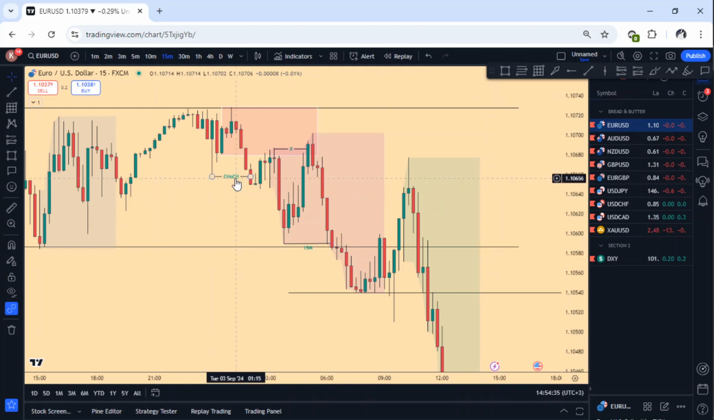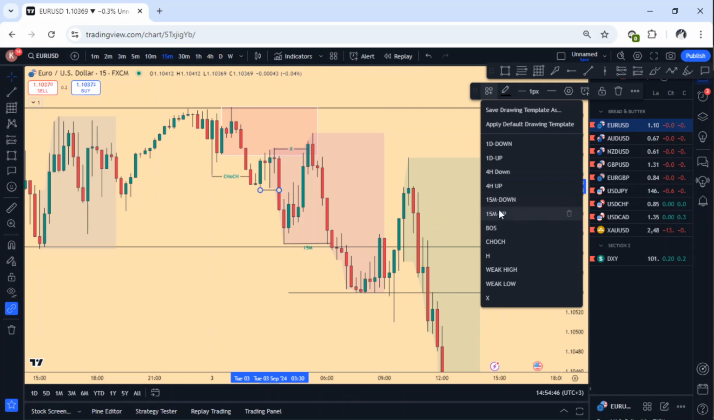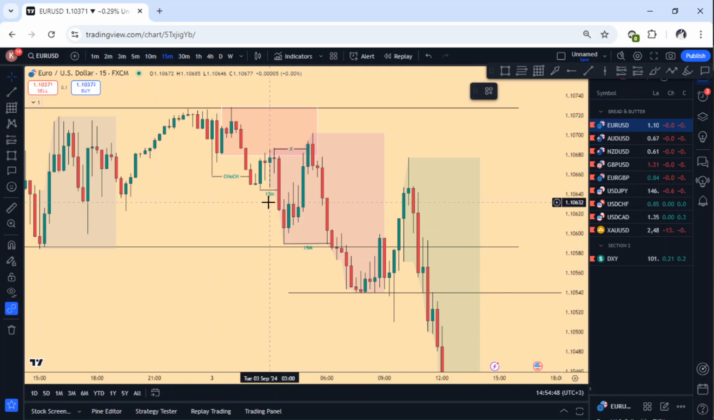As you can see, this was confirmed change of character when this break of structure occurred. It's 15 minutes break of structure. That is order flow. 15 minutes order flow shifted. This was now confirmed. This could be liquidity and this could be change of character. This could be change of character, but this is break of structure confirmed.